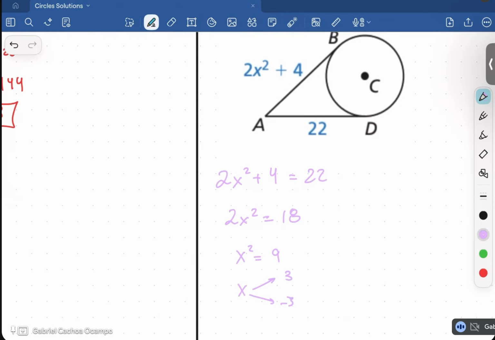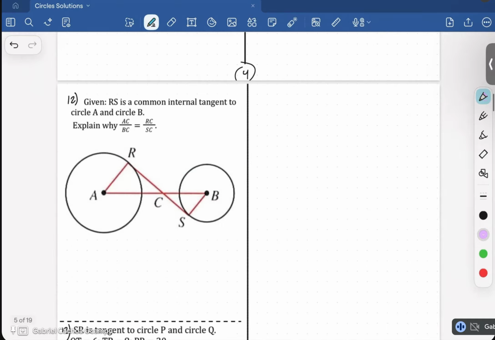And both of them can be plugged in. We need to plug it in and check. For example, what is 2 times negative 3 squared plus 4? That is 2 times 9, 18, plus 4 is 22. And 2 times 3 squared plus 4 is also 22. So both solutions work. Nice. Okay, the last two problems.